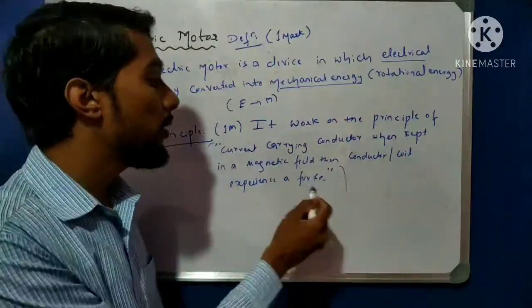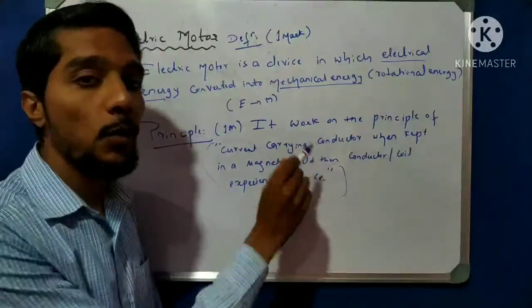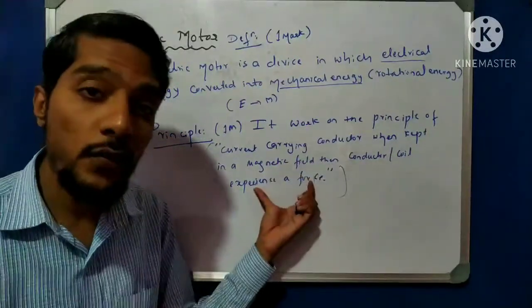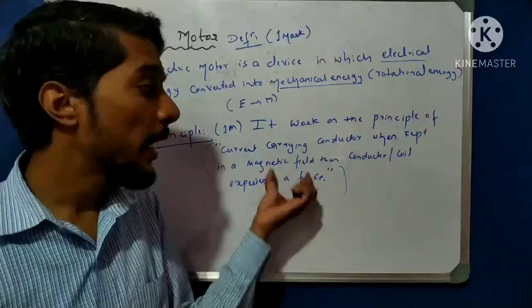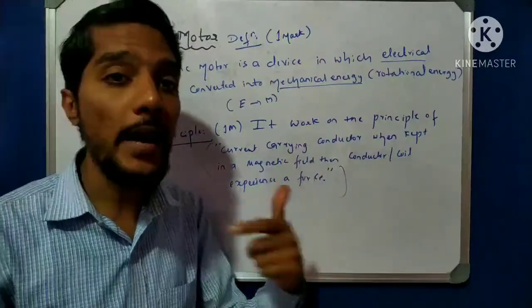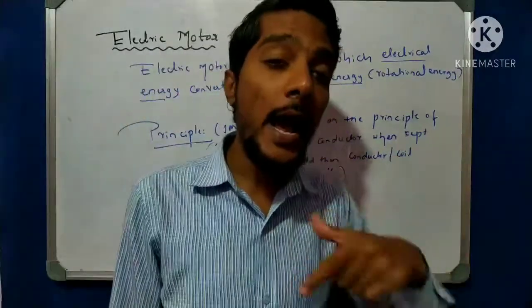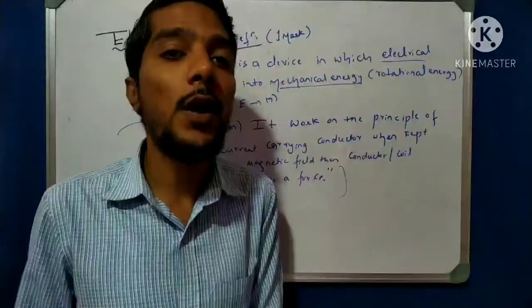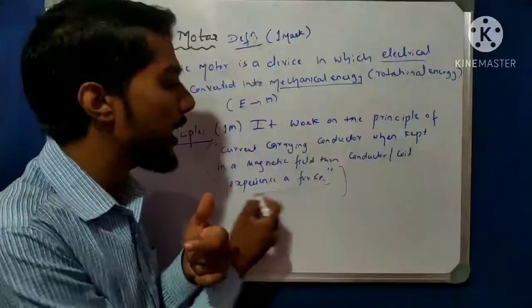This answer is the principle of the electric motor. What is it? The expansive force. When a current carrying conductor is kept in a strong magnetic field, it is important that the magnetic field is present and the current carrying conductor is also present. As a result, there is a force exerted on the conductor.